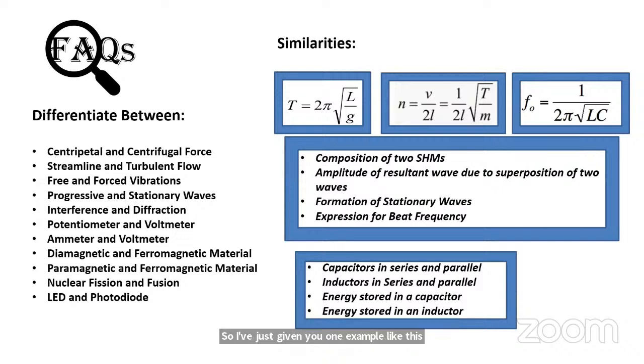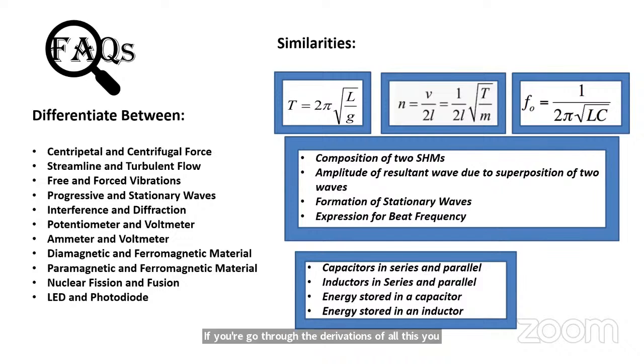Like this, if you read your things, if you revise the things twice, thrice, then you can find out such things on your own also. Fine. Now the next box, as you can see in this slide, composition of two SHMs. These are certain derivations: amplitude of resultant wave due to superposition of two waves, formation of stationary waves, and expression for beat frequency. If you go through the derivations of all this, you will find some commonness.